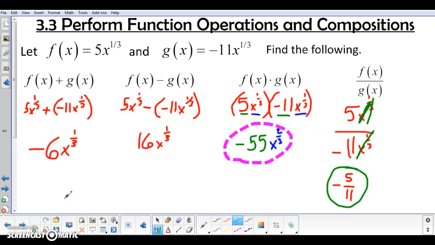It's pretty simple stuff when you're asked to add, subtract, multiply, and divide functions. Our next video will look at how to compose 2 functions. It'll be a little bit more difficult.